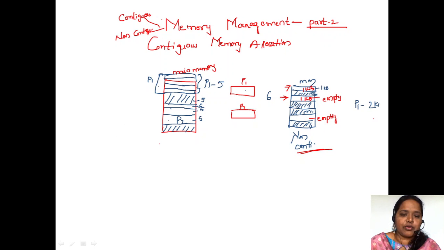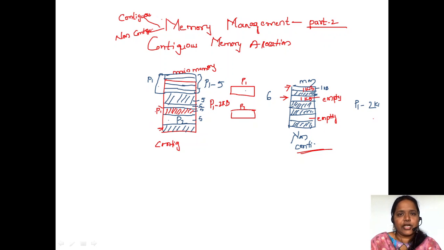But in contiguous memory allocation, we shouldn't allocate like this. If P1 needs 2 KB of space, it will search for where 2 KB of space is available continuously, and the whole thing should be allocated to P1 only. We shouldn't allocate 1 KB here and another 1 KB in some other space. That is the difference between contiguous and non-contiguous. I think you got the concept.